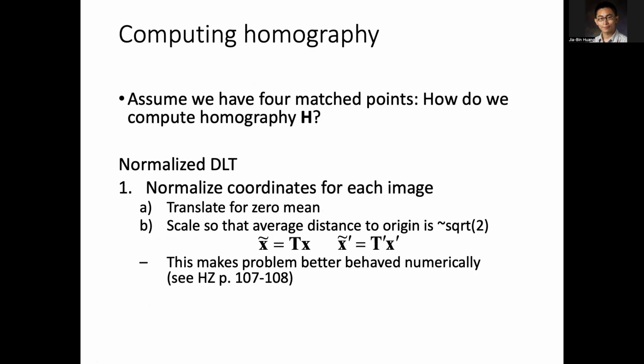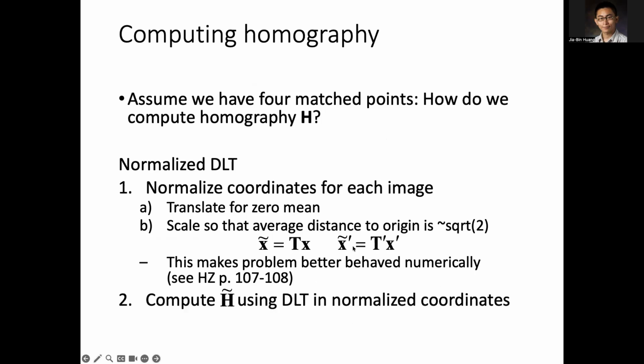So this is called normalized DLT, right? So you first take the point sets and you normalize them so that they have zero mean and the variance is just 2, and you do so for the points from one image and the point set from the second image. Okay, so you have these transformations. And once you have done that, you compute the DLT, using direct linear transformation based on these 2 point sets in the normalized domain. All right.